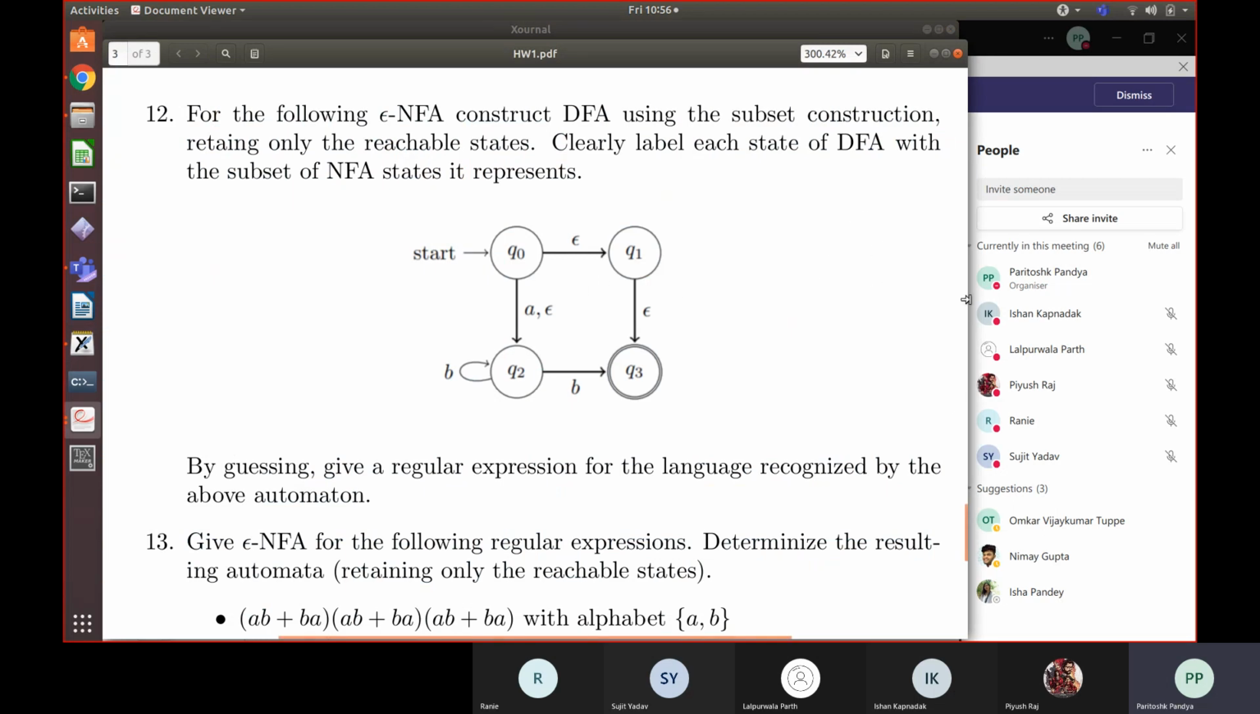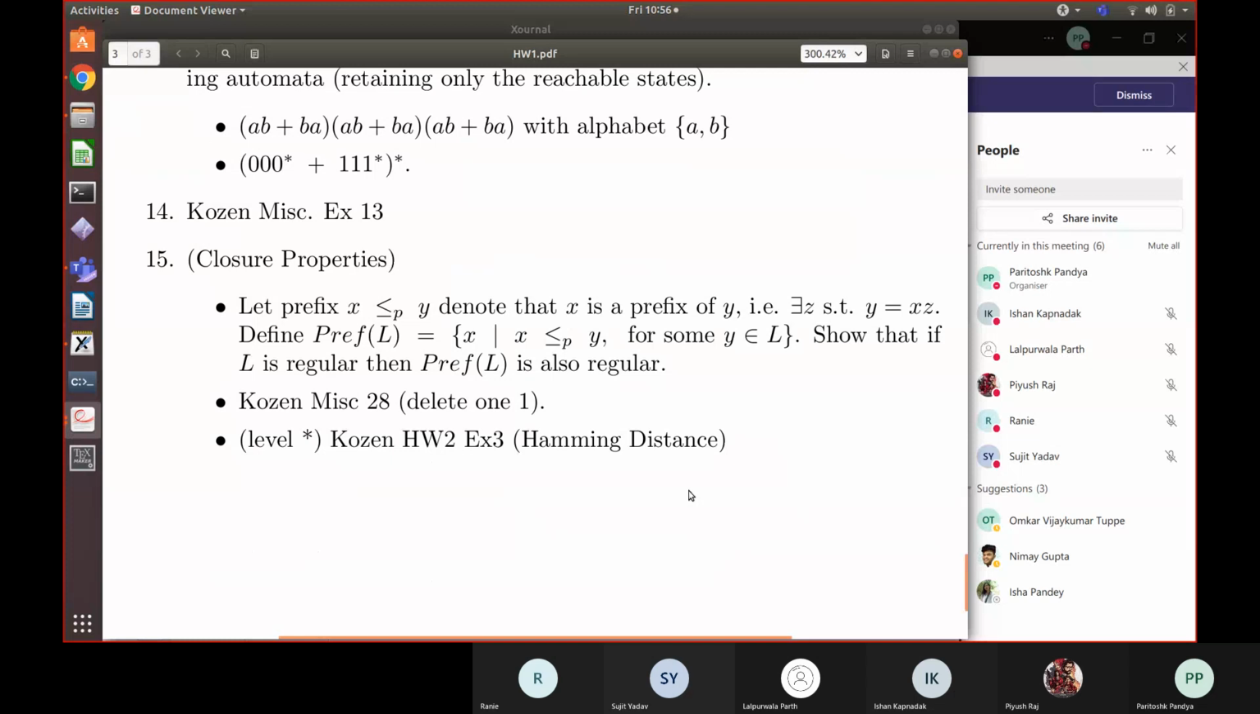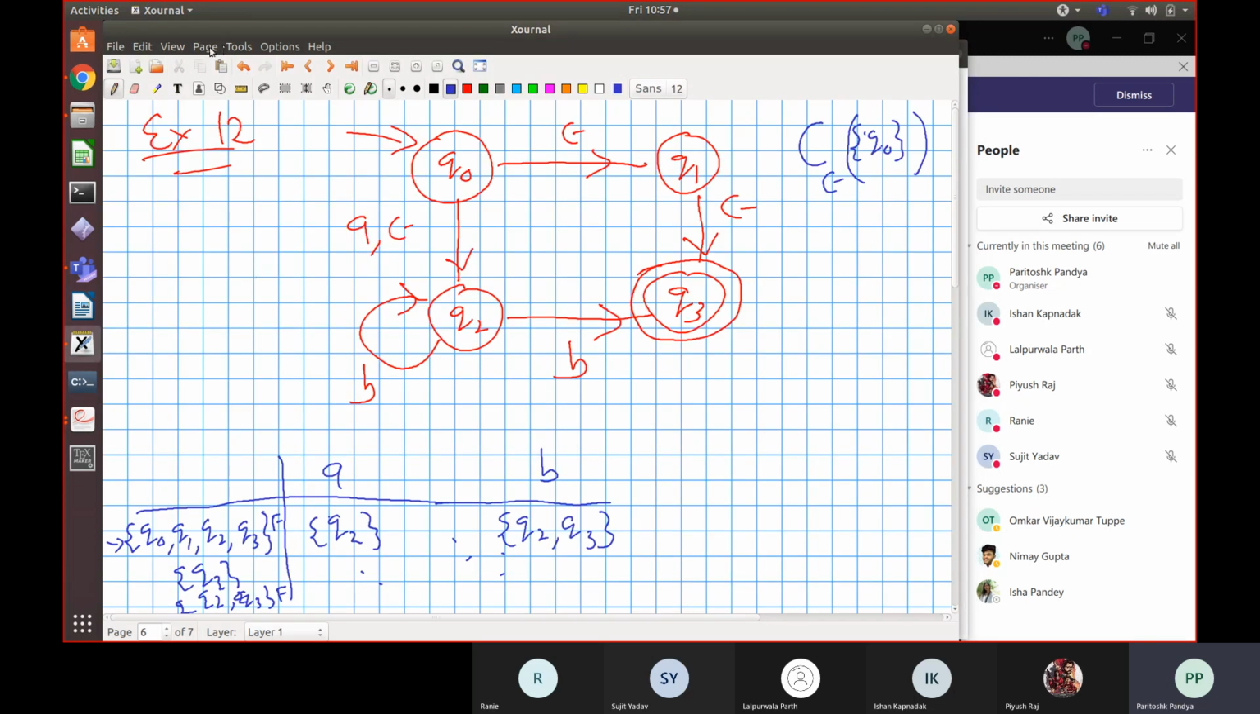What else I wanted to do? Yeah, we are coming to an end of this tutorial. I wanted to do 15.2, the second bullet. Okay, so let me explain this. The exercise is fully described in Cozen, something called miscellaneous exercise number 28 at the end of the book. You can read it there, but let me explain to you what Cozen wants us to do.